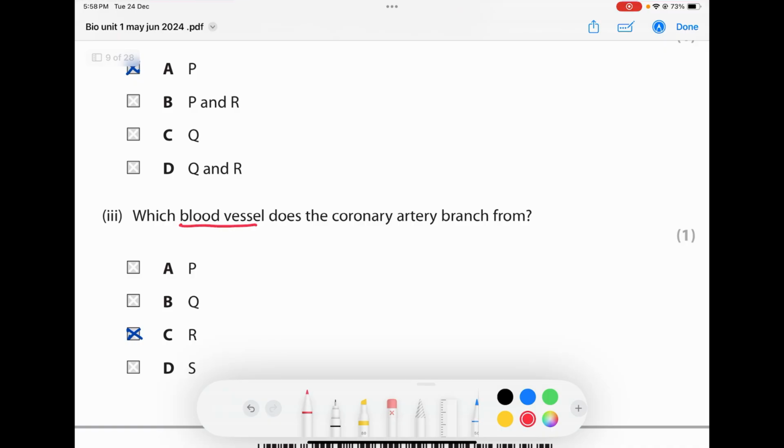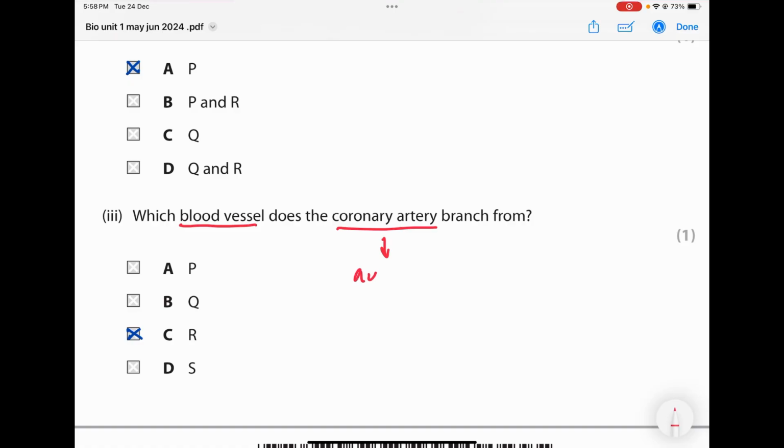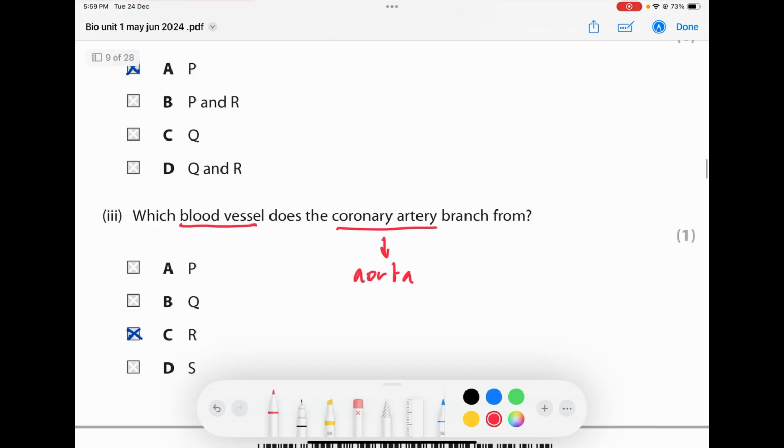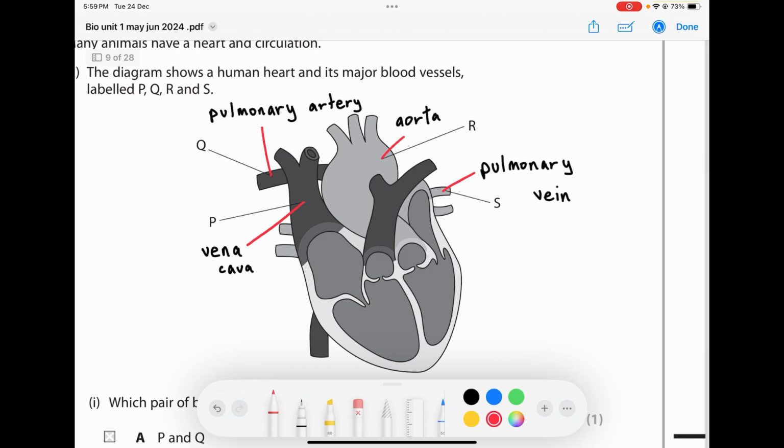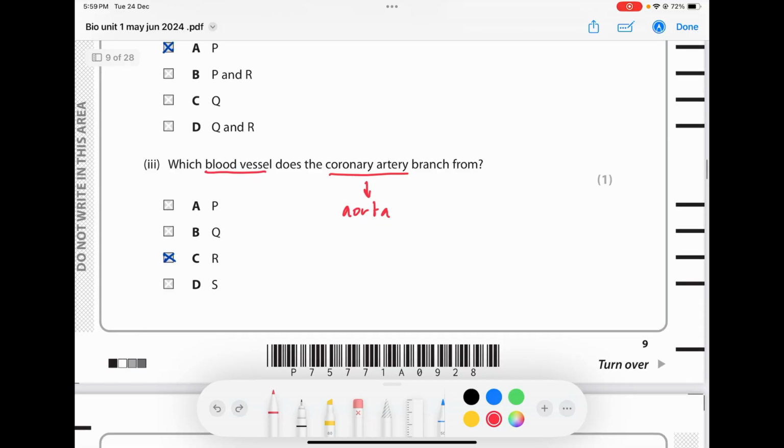Which blood vessel does the coronary artery branch from? We know the coronary artery branches from the aorta. Sorry, let me write that better. Yep, the aorta. That's not any better, is it? But yeah, right over here, the aorta, and the aorta is labeled R. So the answer is R.